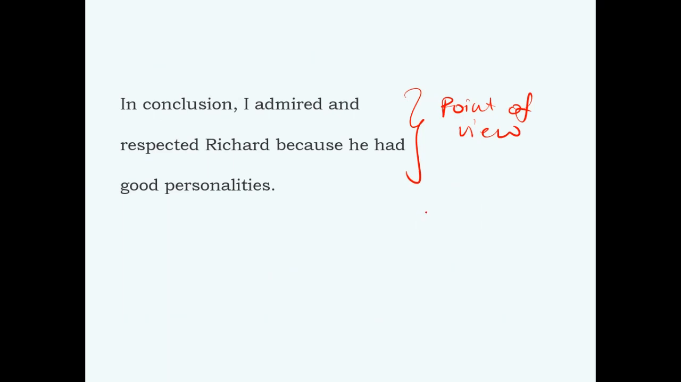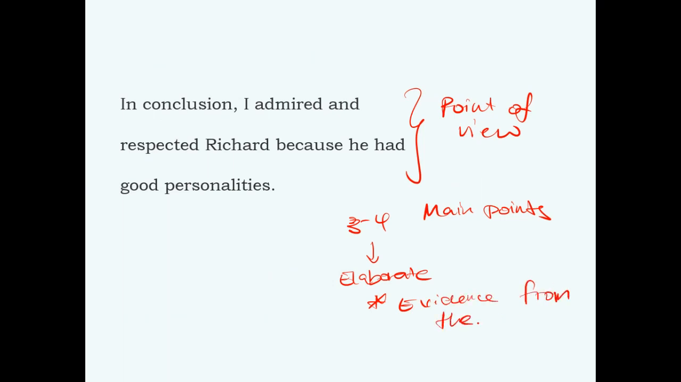You need to know your main points. Pick three to four, and then elaborate on them by showing evidence from the text. It's very, very important, because you cannot come up with your own supporting details; they will know, because they will have read the text. If you give something which is not related to the book, you will get penalized for that.